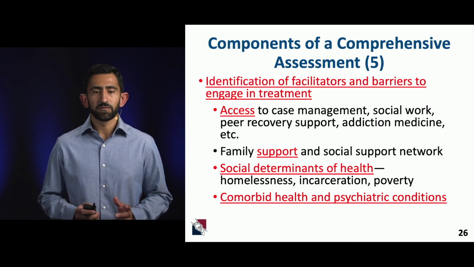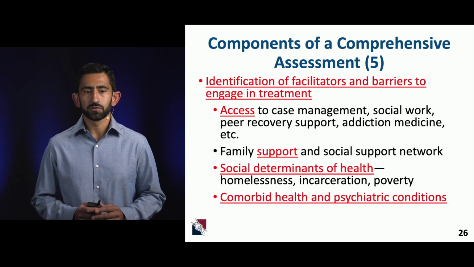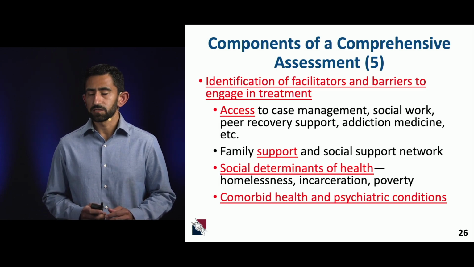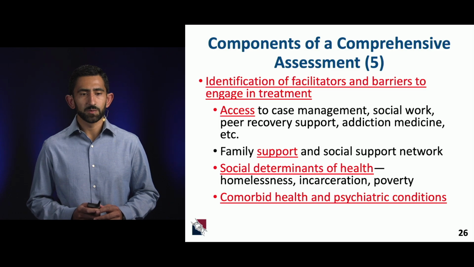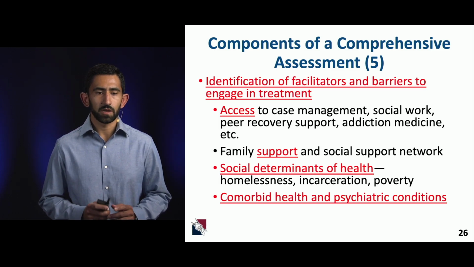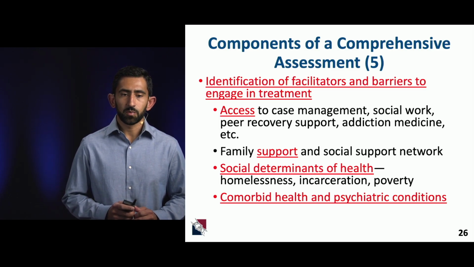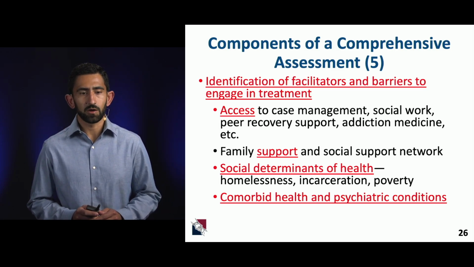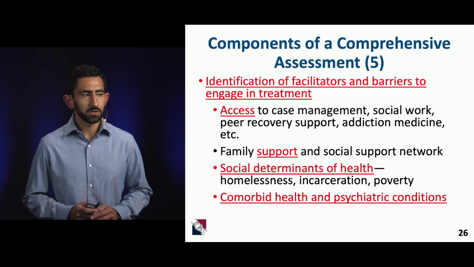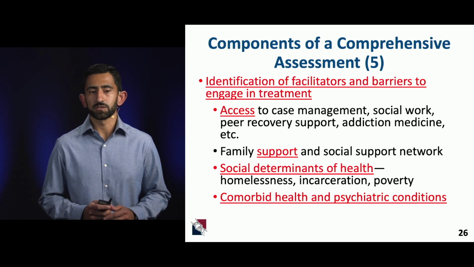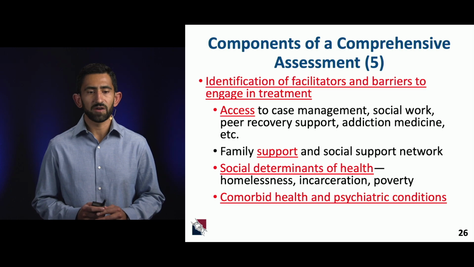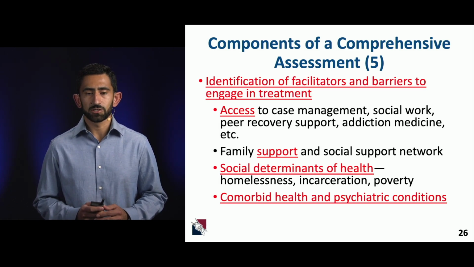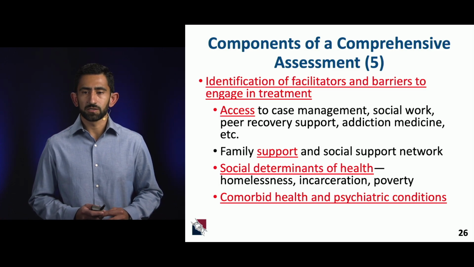It is important to identify assets and barriers to engagement in treatment. This includes access to vital services such as case management, social work, peer support, and addiction medicine. Family support and social support networks should be utilized to optimize treatment outcomes. One should also consider a patient's social determinants of health, such as homelessness, incarceration, or poverty. The patient's comorbid health and psychiatric conditions should be considered as well and factored into treatment planning.